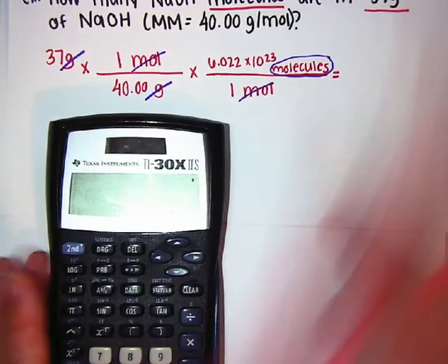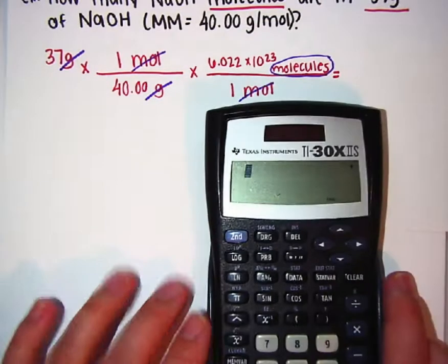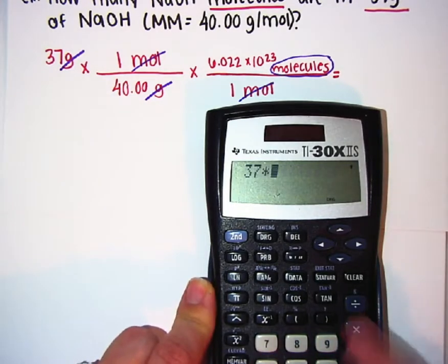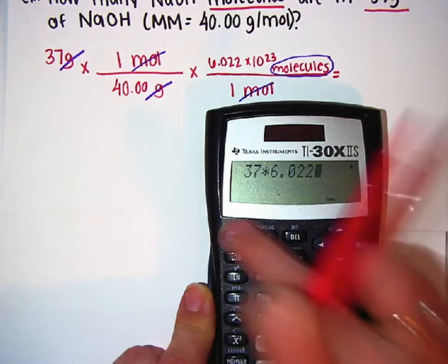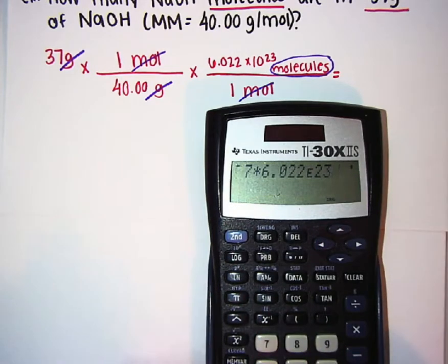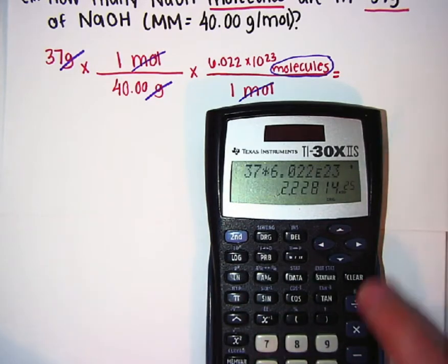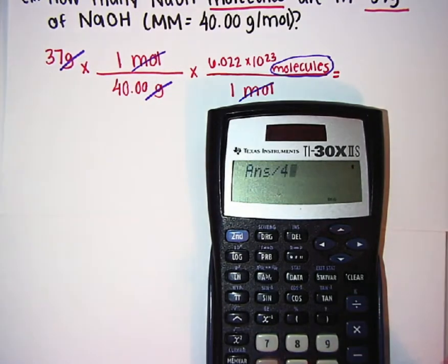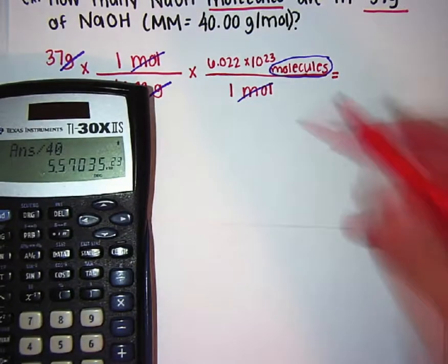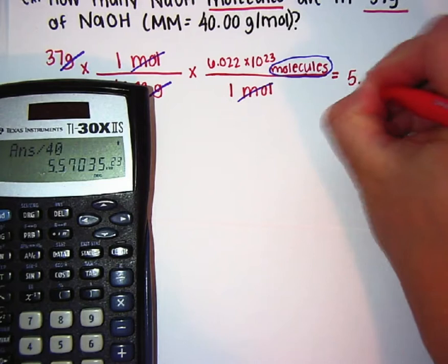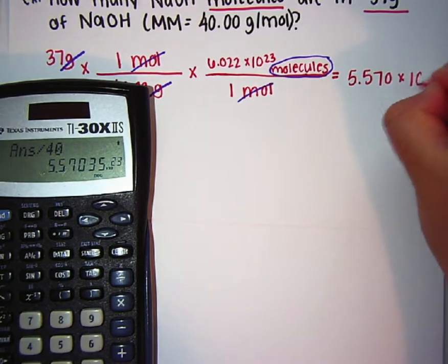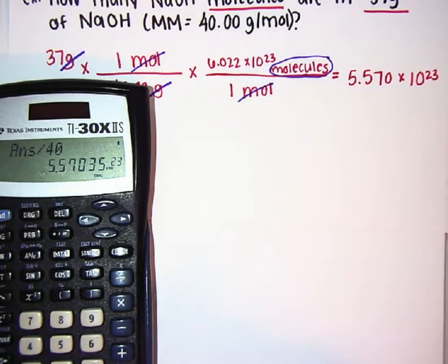Alright, so we are going to multiply across the top. 37 times 1 times 6.022, E23. And then divide by whatever is on the bottom. 40 times 1 is just 40. So I'm going to divide my answer by 40. And I get 5.570 times 10 to the 23rd.